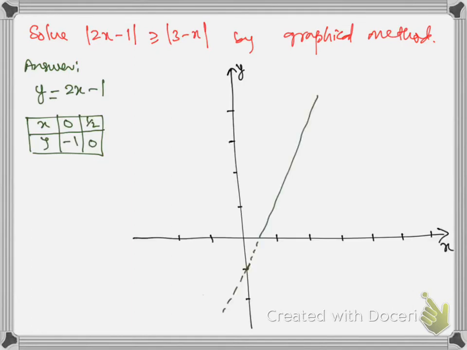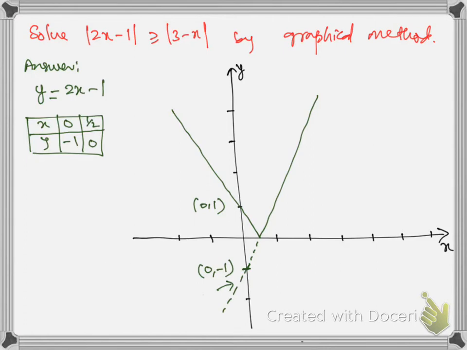Therefore, this is the graph of y is equal to 2x minus 1. Now for modulus, we will reflect this negative part about the x-axis. Since this point has coordinates 0 and minus 1, after the reflection it will become 0, 1. Therefore, this is the final sketch of this modulus graph.